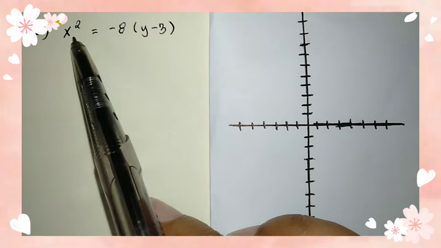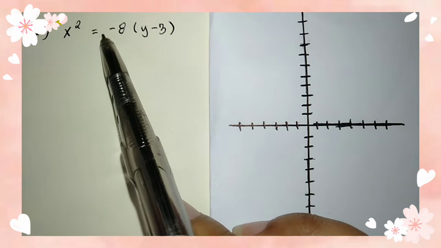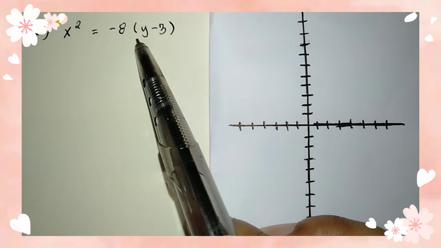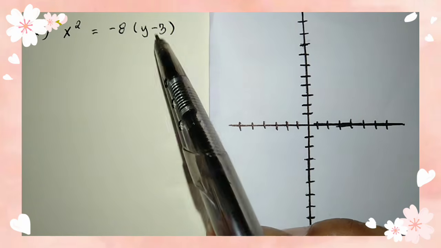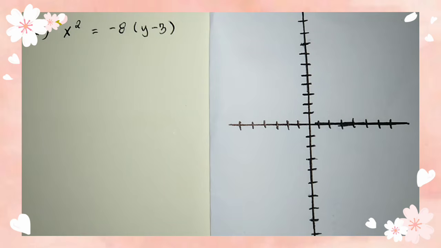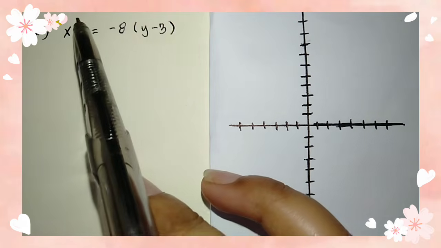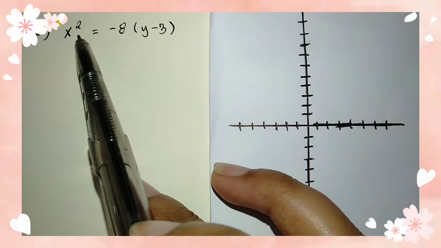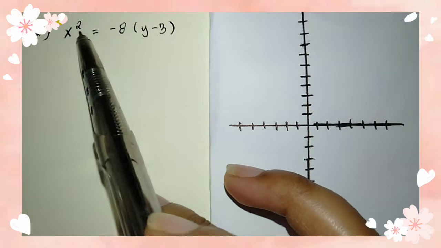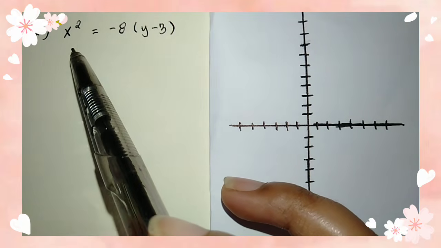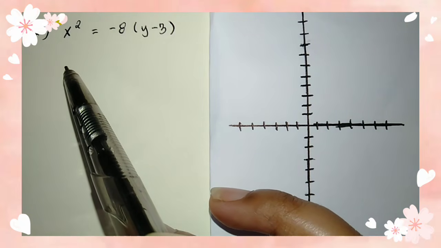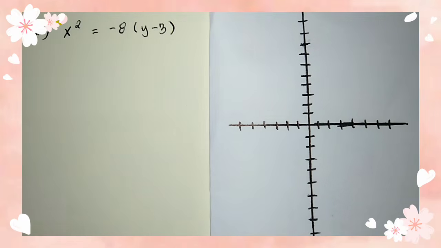Okay, so take a look at our next example. We have x squared is equal to negative 8 times y minus 3. Okay, so the first thing to do is to get the vertex and identify kung aling variable yung naka-squared. Since si x yung naka-squared, meaning to say our parabola opens upward or downward.